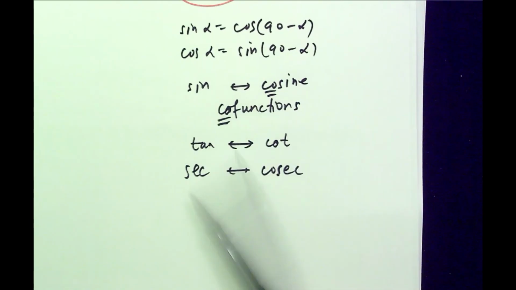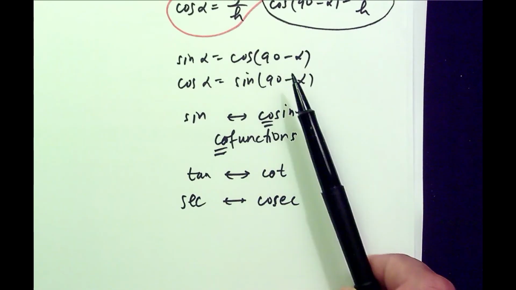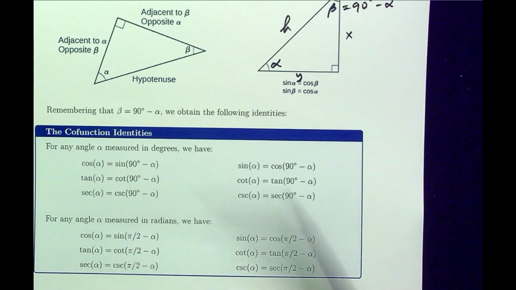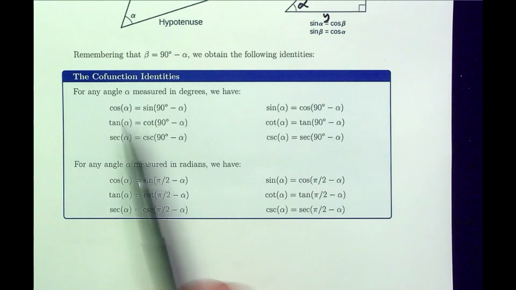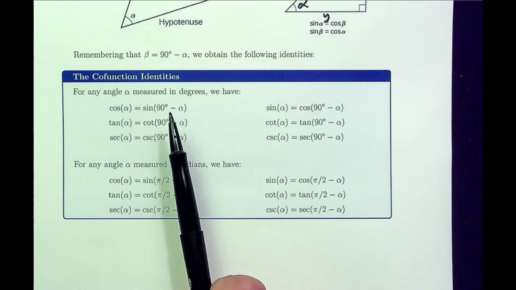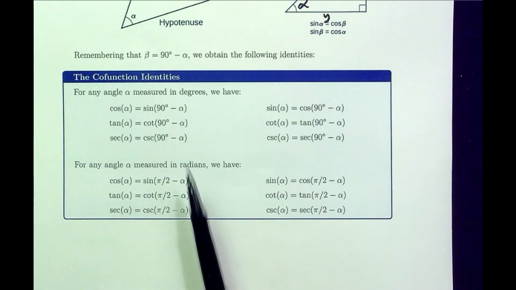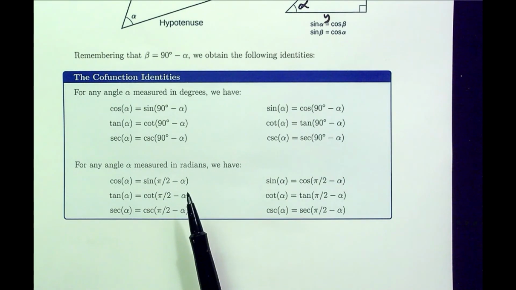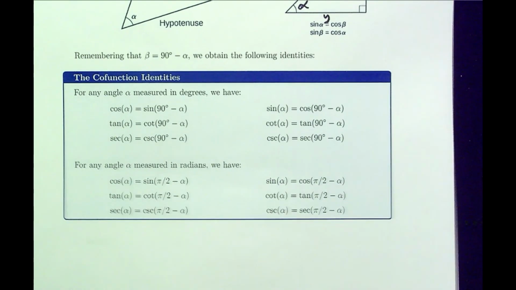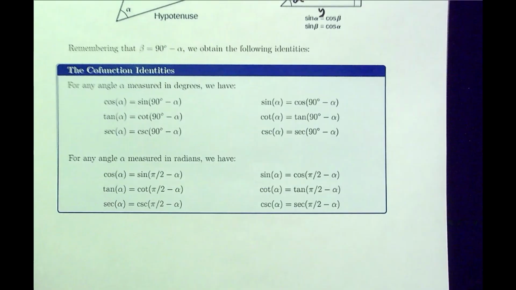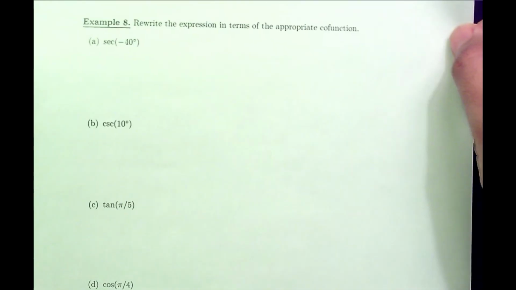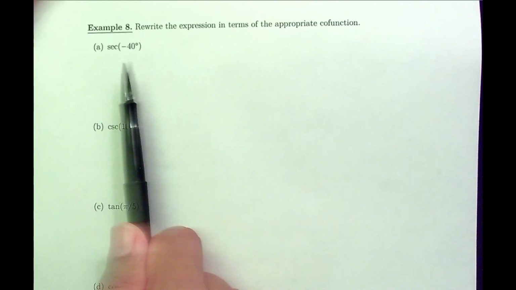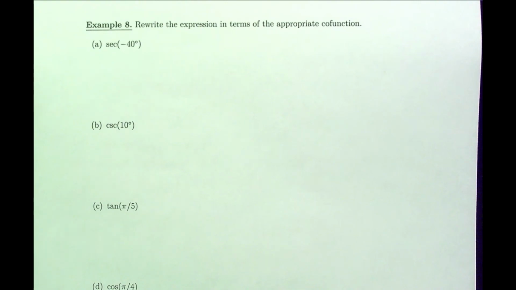And for each of these pairs, the analogous equations hold. So I have listed them all here. The first 6 right here are those for each pair. And that's for if you're using degrees. Remember that if you're using radians, you have to put not 90, you have to put pi over 2 because pi over 2 is 90. So let's do an example where we use these identities to rewrite things. Rewrite the following expressions in terms of the appropriate cofunction.